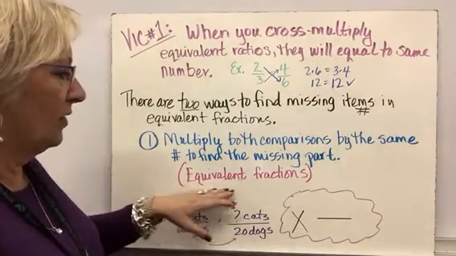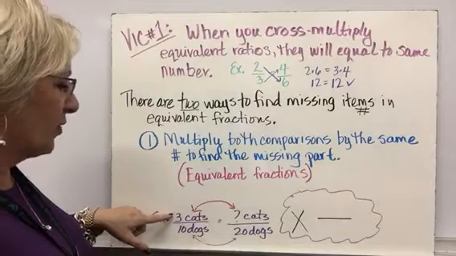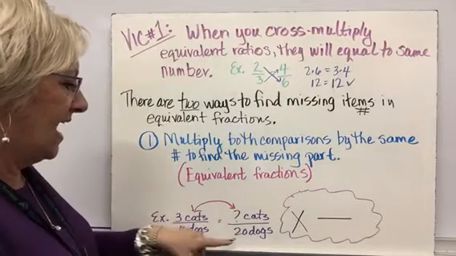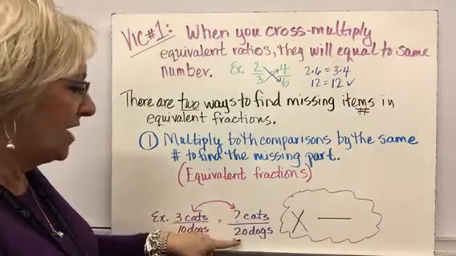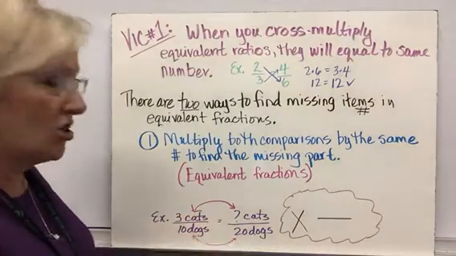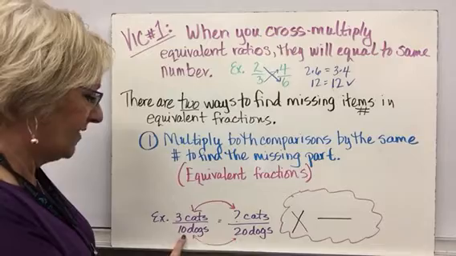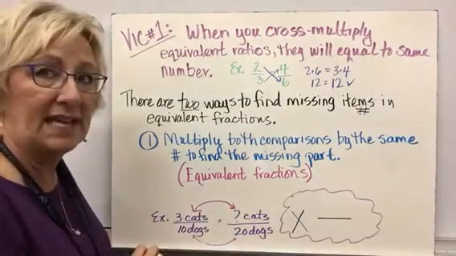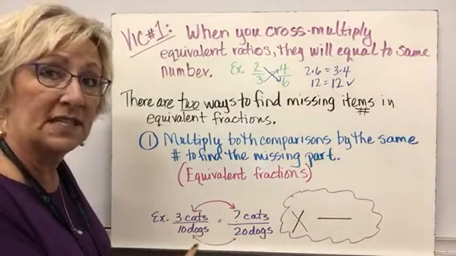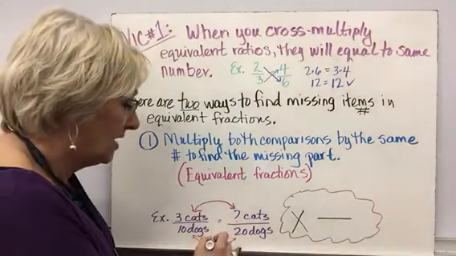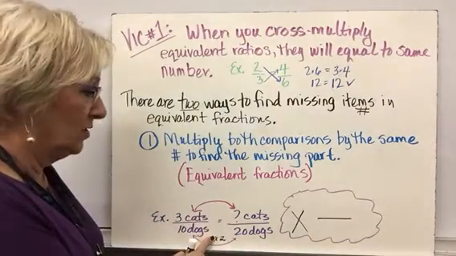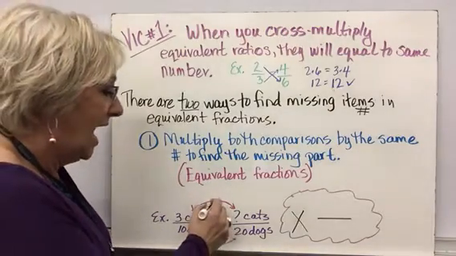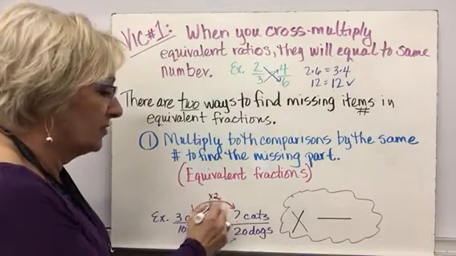For example, equivalent fractions. If I have 3 dogs and 10 cats, and I don't know how many cats I have, but I know that I have 20 dogs. I look at the dogs and say, from 10 dogs to 20 dogs, what did I do to 10 to get 20? I multiplied by 2. So if I multiply the bottom by 2, the denominators by 2, I need to multiply the numerators by 2.